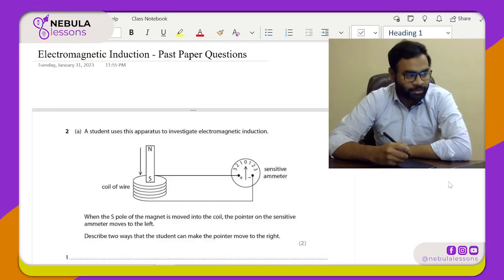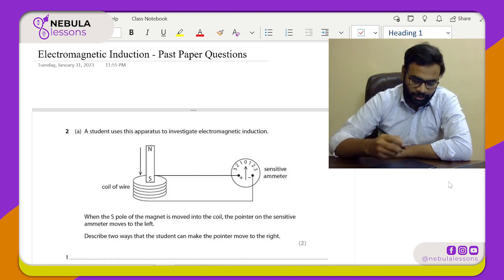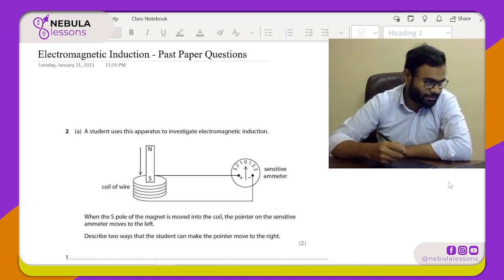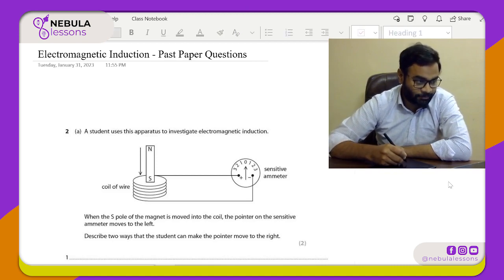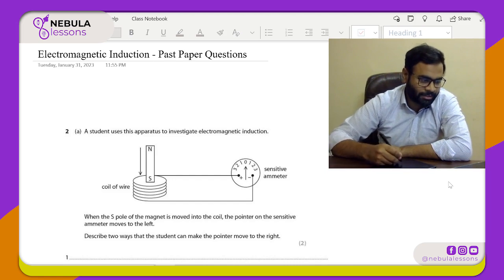In this tutorial, we'll be solving a past paper question on the topic of electromagnetic induction. Okay, so this is question 2, and it says a student uses this apparatus to investigate electromagnetic induction.